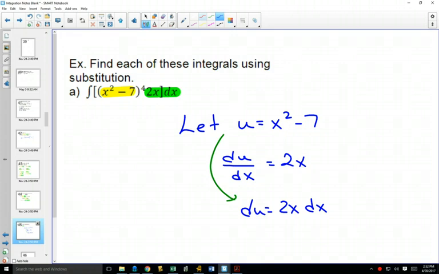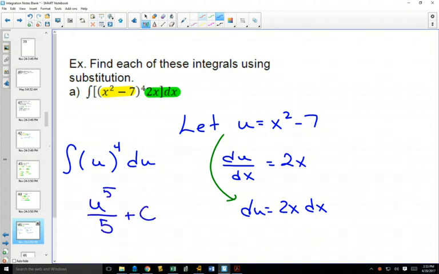Once we've let u equal those things, we can now rewrite our integral with u's instead of x's. So instead of x squared minus 7, I'm going to have u. So I'm going to have u to the power 4. And instead of the green 2x dx, I just have du. And if you had to integrate this, that's the easiest integral we can do. That's our power rule, right? Add 1 to the exponent, divide by that number, plus c. Okay. Add 1 to the exponent, divide by 5, plus c.